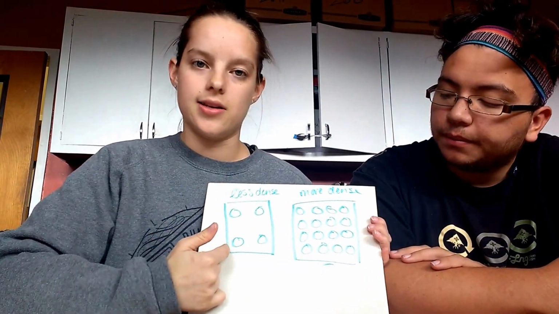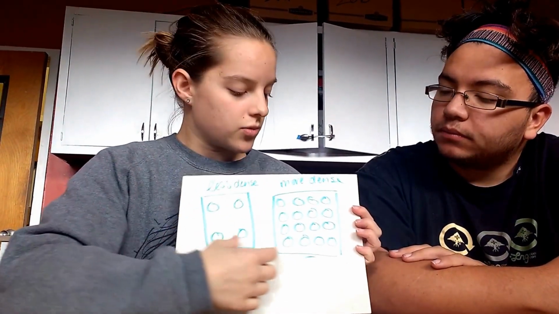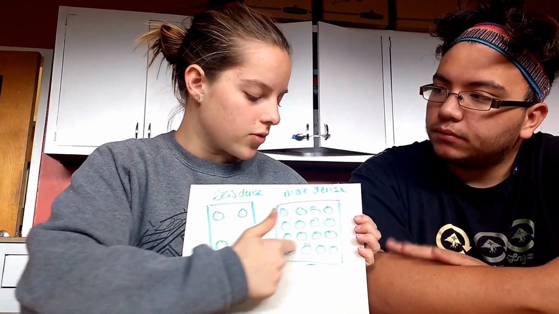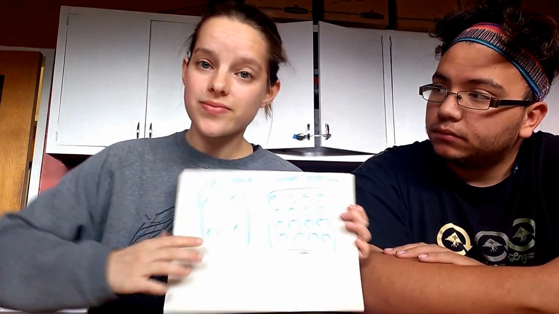So, they were two different sizes. The block was larger, but it was less dense, so it looked more like this on the inside. And the metal is more compact and more dense, so it looks more like your family reunion.